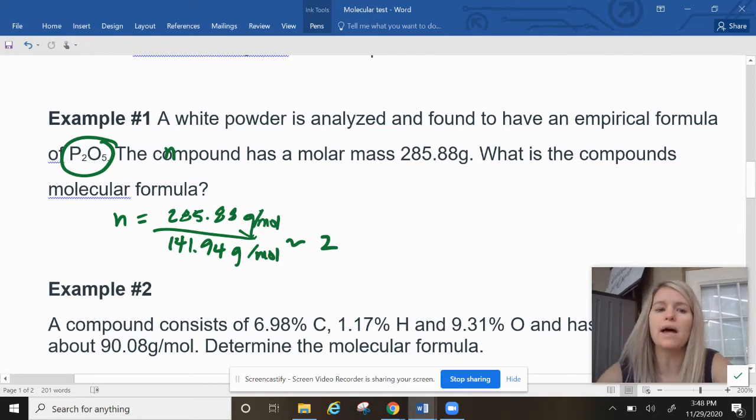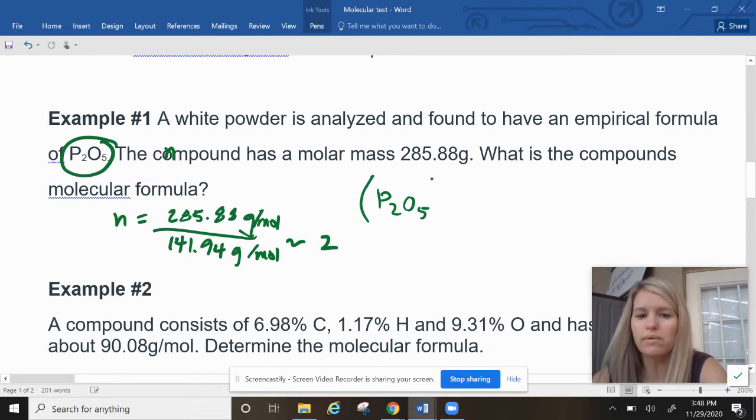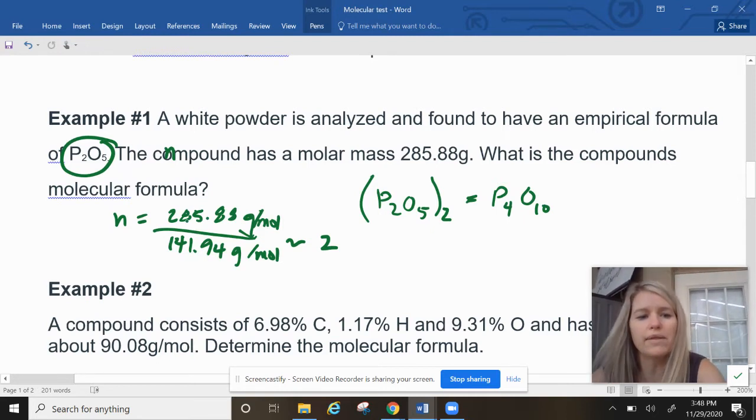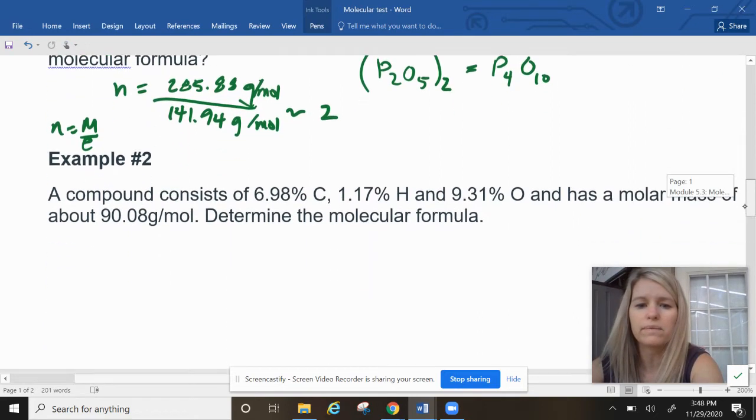So that means that this formula, the P2O5, was reduced by a factor of 2, so we multiply all the subscripts by 2. That means the molecular formula was P4O10. So that's how you do that problem. And again, this formula was n equals M over E, where M is molecular mass and E is empirical mass.